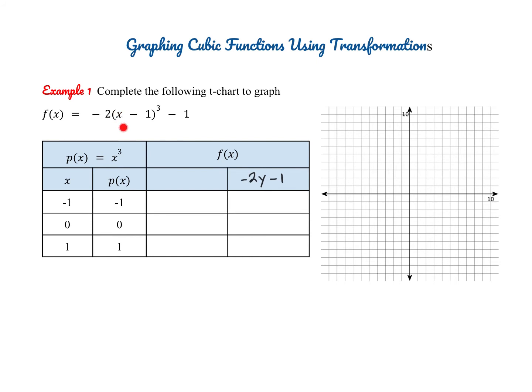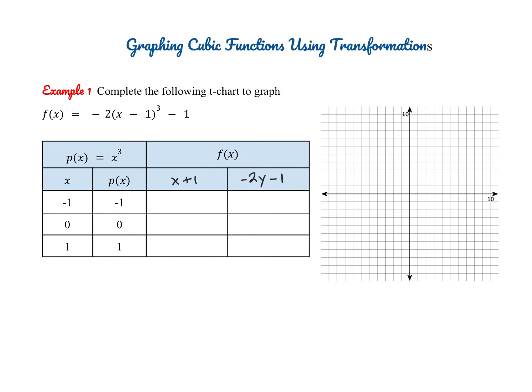Now let's look at our horizontal transformations. This is going to shift our graph to the right 1. If we want to shift our coordinates to the right, we're going to add 1 to all of our x values. So if you apply these changes to your x and y values, you will have 3 coordinates for this new function.